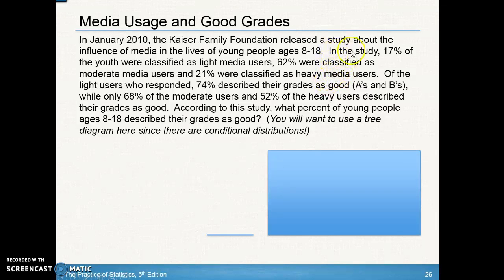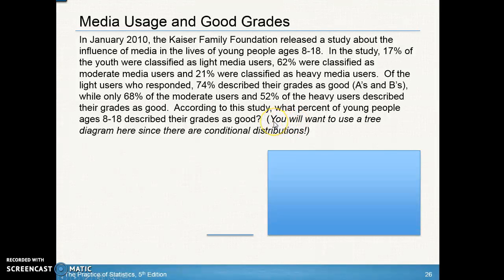So basically one of your branches is going to be the classification of how much they use the internet. So of the light users, 74% said their grades were good, 68% of moderate users said their grades were good, and 52% said their grades were good of heavy internet users. According to the study, what percentage of young people describe their grades as good?